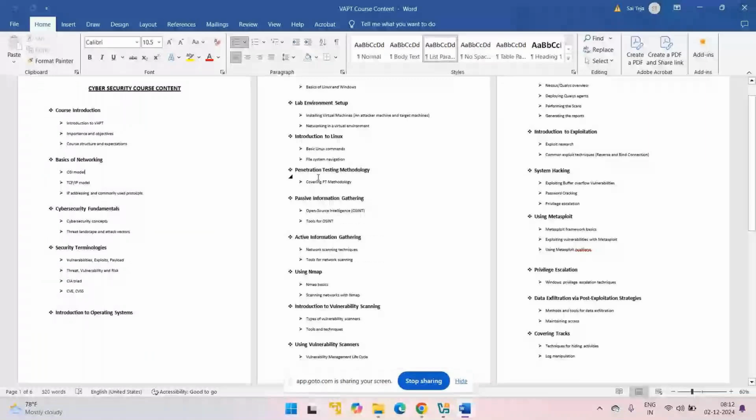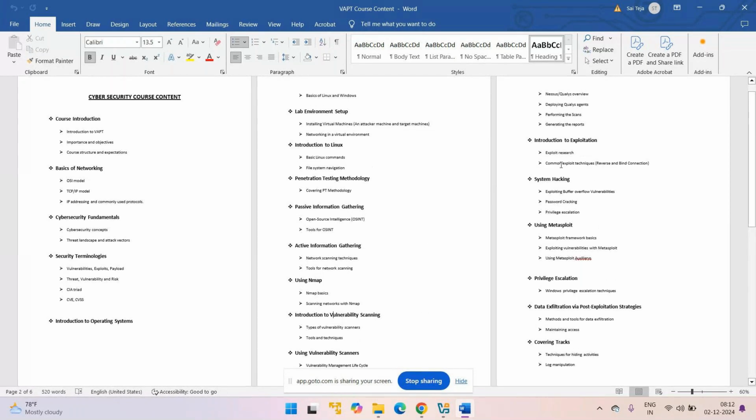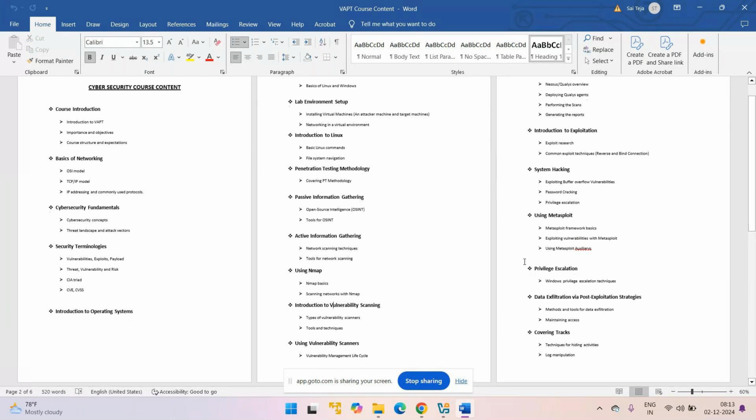We'll learn the penetration testing methodology. As part of that, we'll start with information gathering, vulnerability scanning, vulnerability life cycle, exploitation, post exploitation. So this is all the networking part.